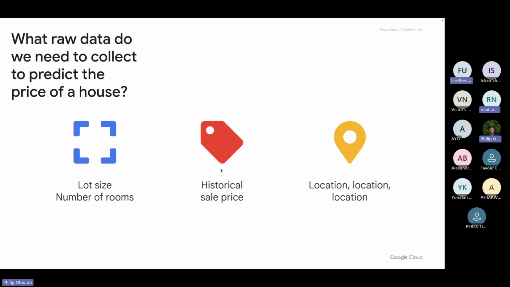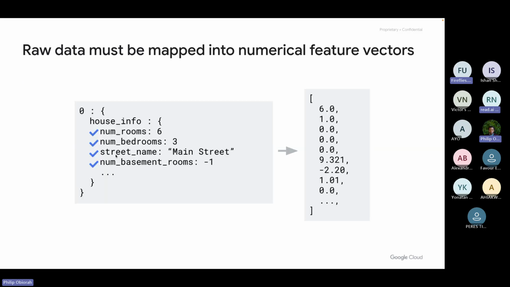You start thinking of the number of rooms, the historical sale price, the location, and sometimes you need domain experts to know which of the features you need. So let's say we are working to predict house prices. We now have to decide on the features to collect.